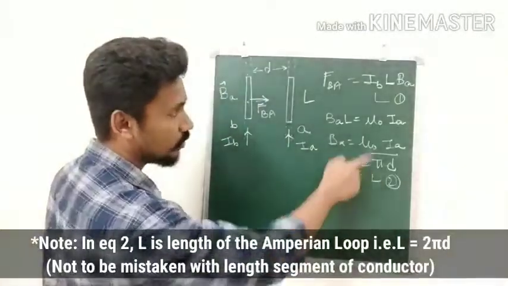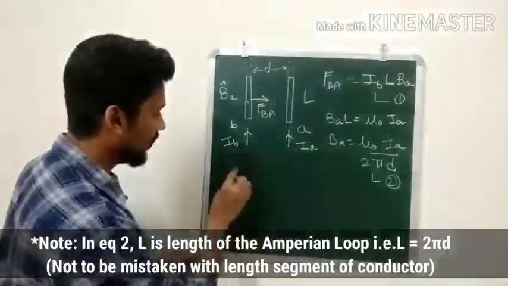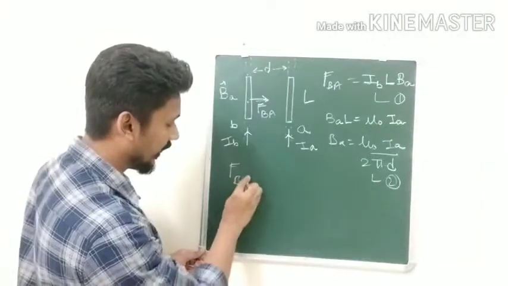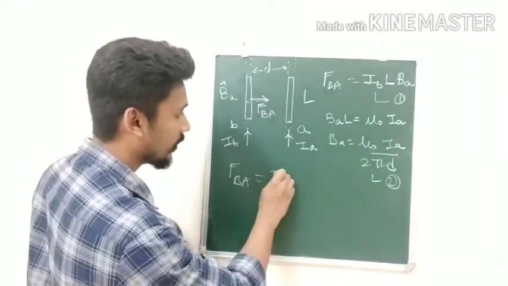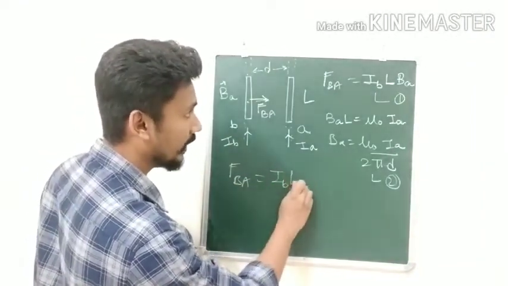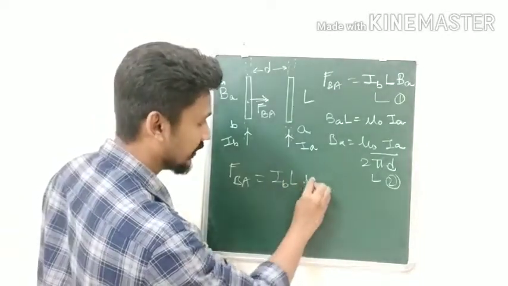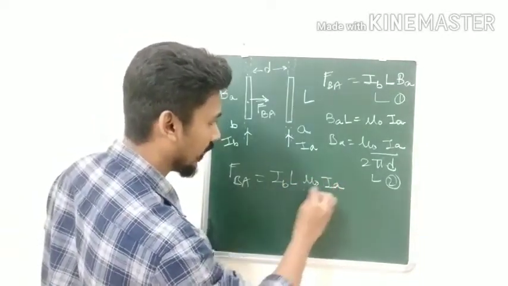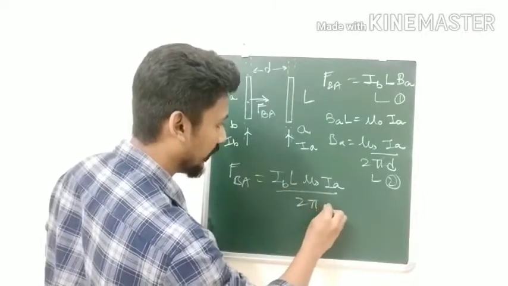Then using equation 2 in equation number 1, we will get FBA equal to IB into L into BA, which we write as mu naught IA upon 2 pi d.